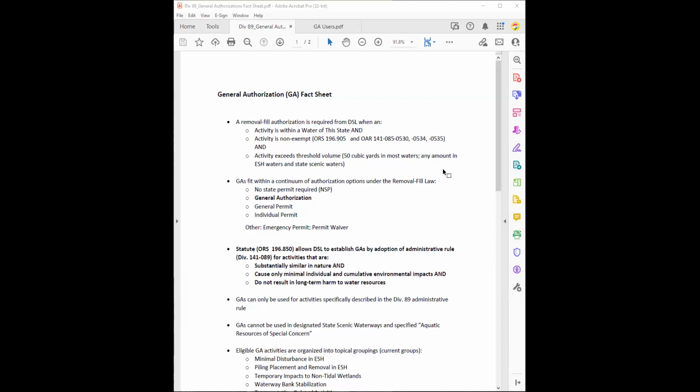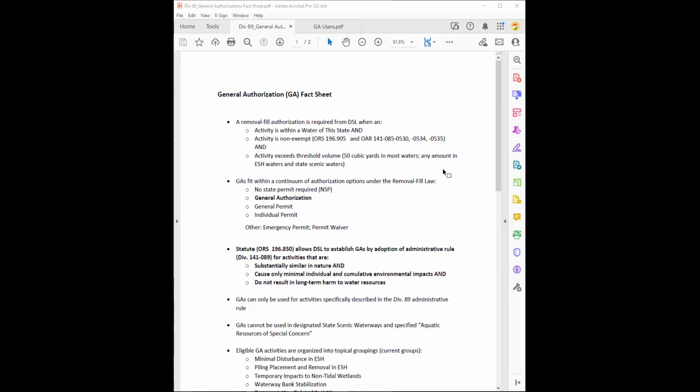Finally, the most restrictive permit process we have is the individual permit. That's for any activity that doesn't qualify for a general authorization or a general permit. They tend to be more impactful, more complicated sorts of projects. We require the highest level of information from those folks, and that permit process typically takes on the order of 120 days.